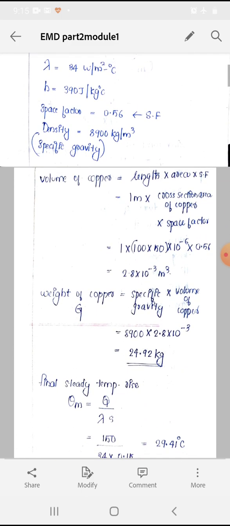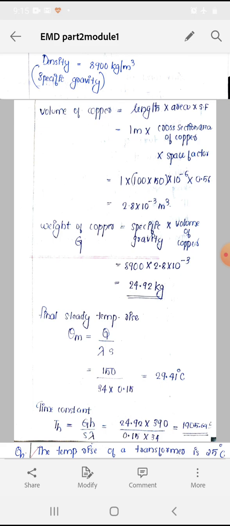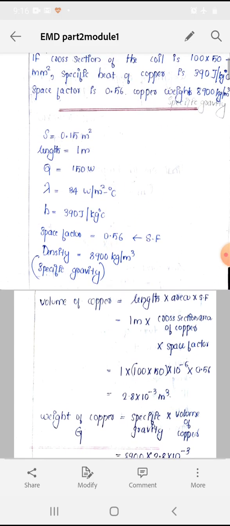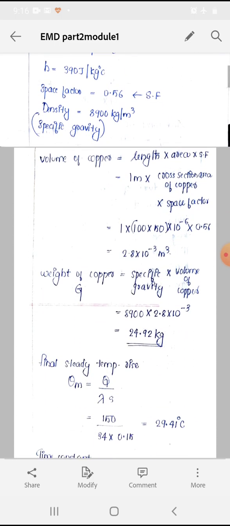So now we can find theta m. Final steady temperature rise theta m is equal to q by lambda s. When we substitute all these values, we get theta m as 29.41 degrees Celsius. Now we need to find the time constant. The equation for the time constant is Th is equal to Gh by S into lambda. So now we know what is S and lambda.